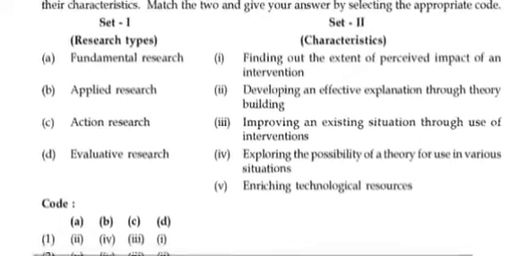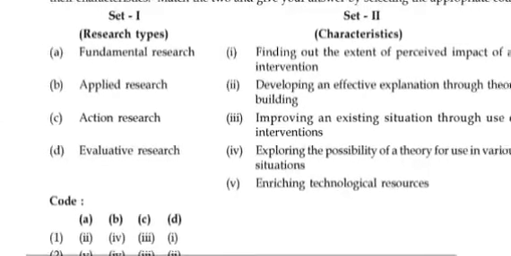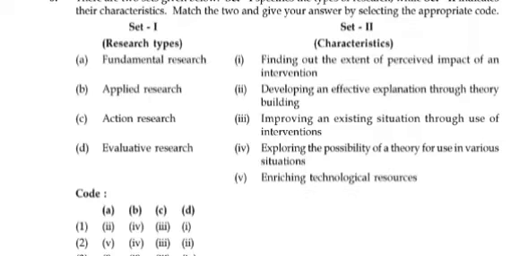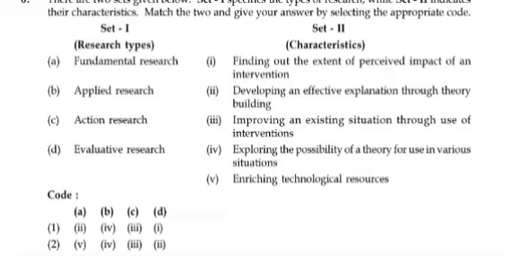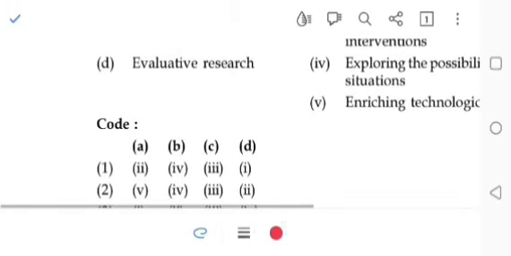So what will be the correct option? Correct option will be number 1 in the code, that is A, fundamental research will be related to developing an effective explanation through theory building. B4, that is applied research, it is related to exploring the possibility of a theory for use in various situations. C3, action research will be related to improving an existing situation through use of interventions. D1, evaluative research will be related to finding out the extent of perceived impact of an intervention. Hope you have understood.